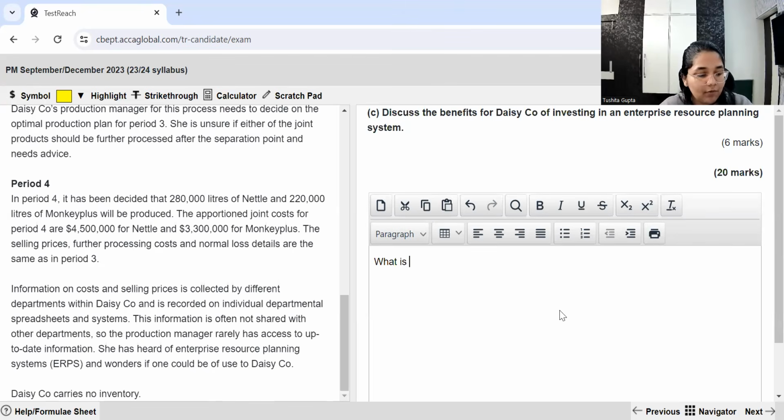Firstly, we will explain what is ERP. Then we will explain 3 benefits, because 6 marks, 2 marks for 1 benefit. So that's why we are discussing 3 points over here. So the first point that you can discuss regarding ERP systems is that ERP systems will facilitate timely and effective decisions. Now, how is that going to happen?